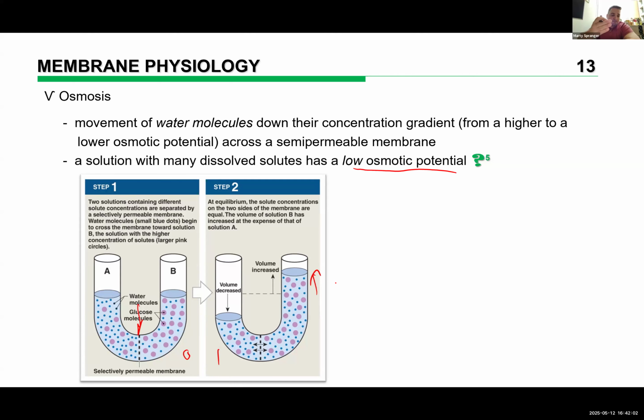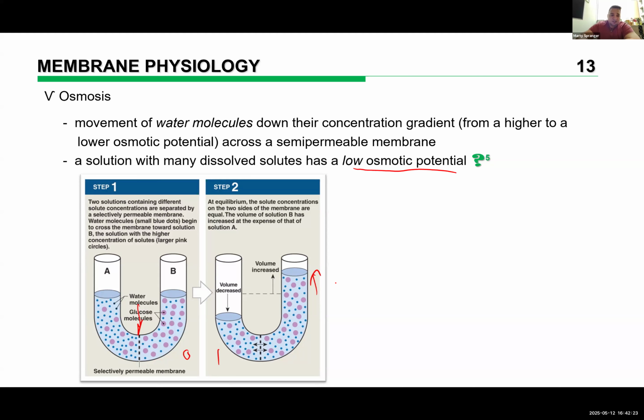Now, back at time equals 0, glucose wanted to go from B to A, but it can't because the membrane's not permeable to it. Another way of looking at this, people, is that literally what's happening here is you could say, well, water is following the glucose, right? Or you could say water is going where there's a lower osmotic potential.